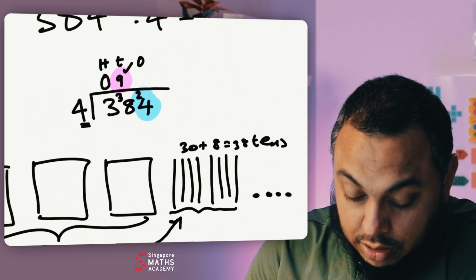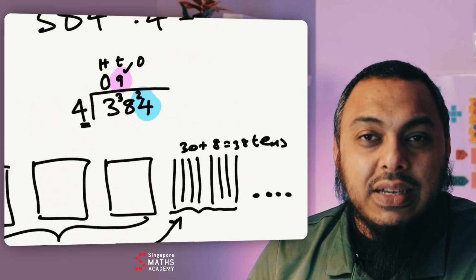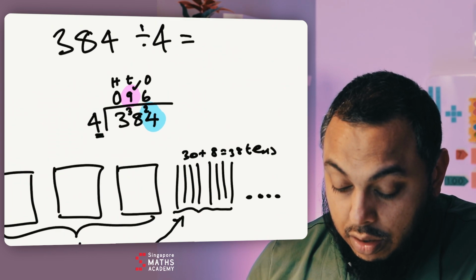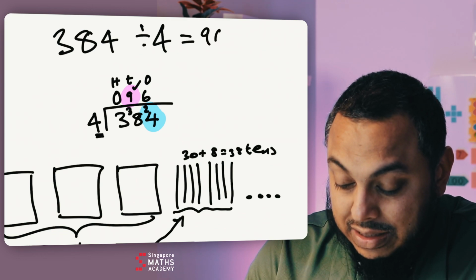So 24 ones divided by 4, that's easy. That's going to be 6. And so 96 is the answer we're looking for. 384 divided by 4 is 96.